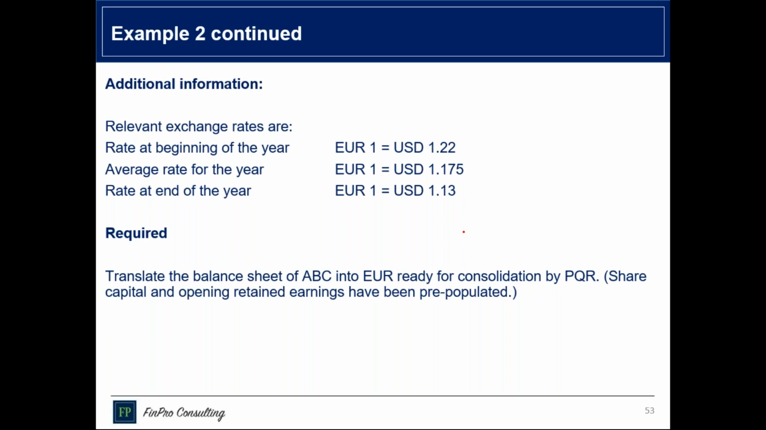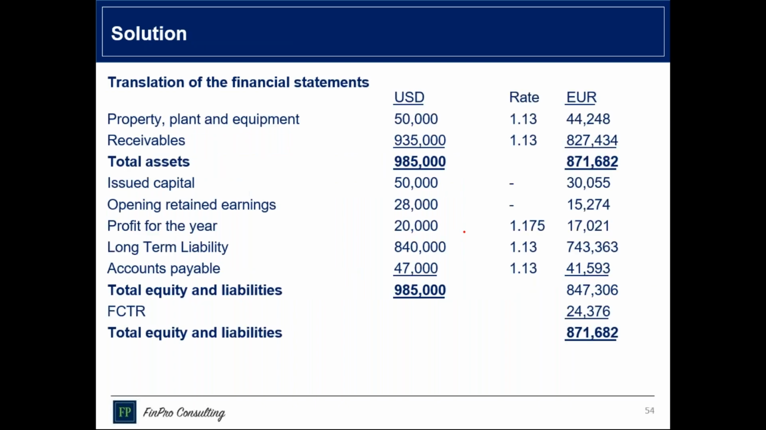Obviously, we have the ready-made amount for share capital and retained earnings. So what will happen? This 50,000, which is an asset, will get converted at the closing rate, which is 44,000. Then again receivables, which is again an asset, is converted at the closing rate. So we have 871,682 as total assets after conversion into closing rate.